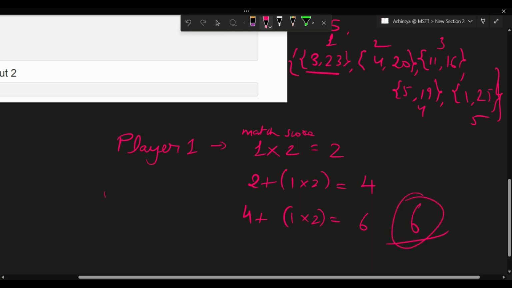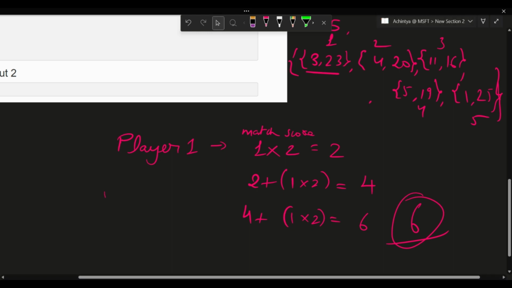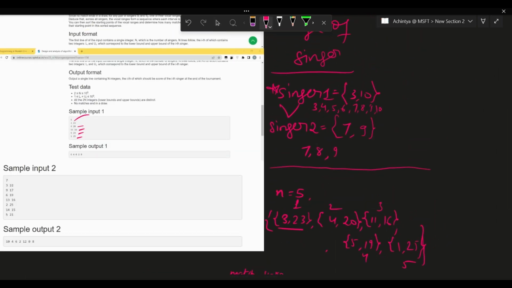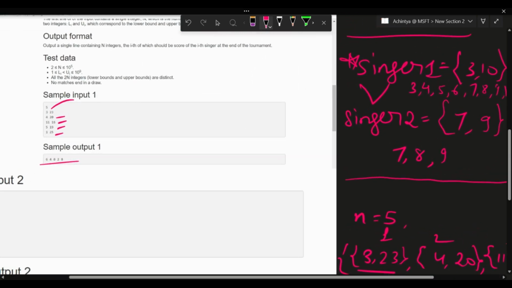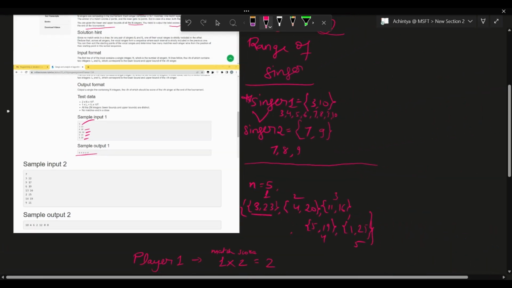Similarly, I have to find the score of 2. I have to compare it with 1, 3, 4, 5, and so on for each player. And as soon as I get my output, I have to print that. So you can see the output also here, 64028. This is my output, right? Because my player 1 has scored 6, as I showed you. 2 is gonna score 4, 3 is gonna score nothing, because for 11 to 16 there is no other singer who comes between 11 to 16, right? That's why 0. So I hope you understood the question very well.